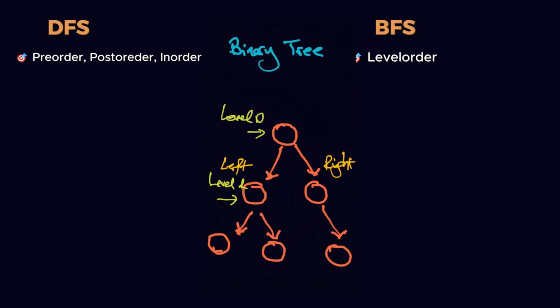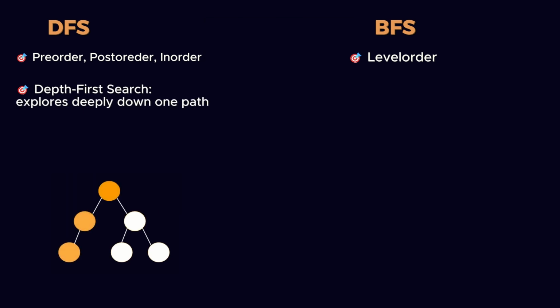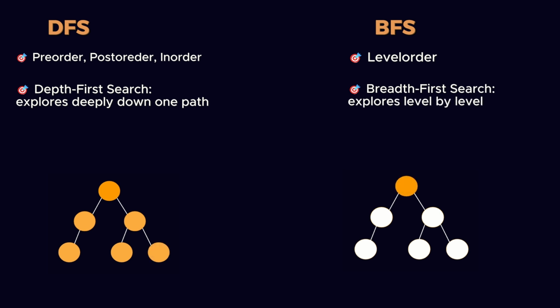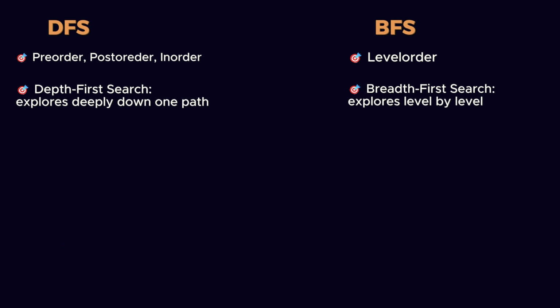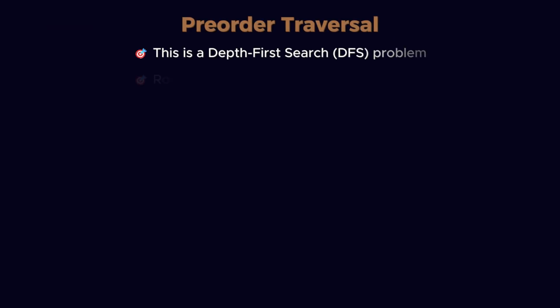A binary tree is a special type of graph where each node has at most two children, a left and a right. And how do we explore this structure? That's where DFS and BFS come in. DFS, depth first search, explores deeply down one path. BFS, breadth first search, explores level by level. DFS traversals: pre-order, in-order, post-order. BFS traversal: level order. Let's dive deep into traversal details with examples and pseudocode.